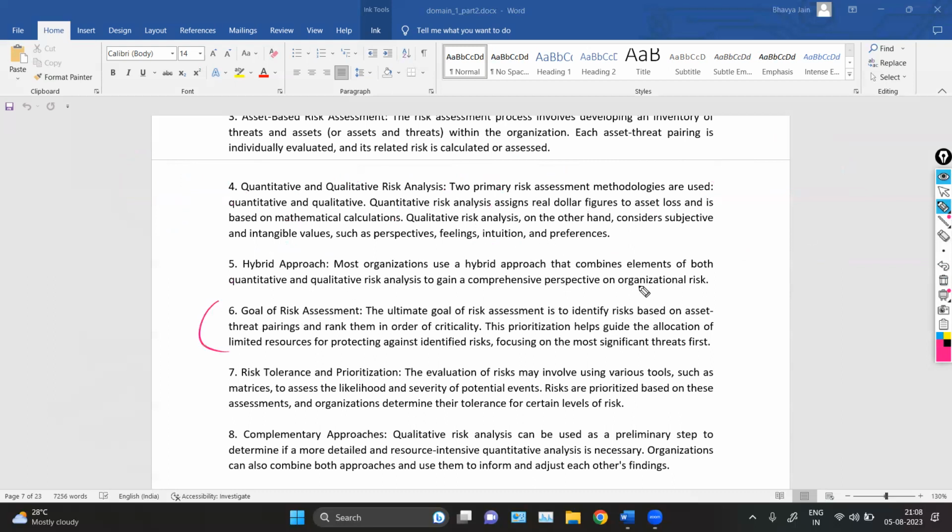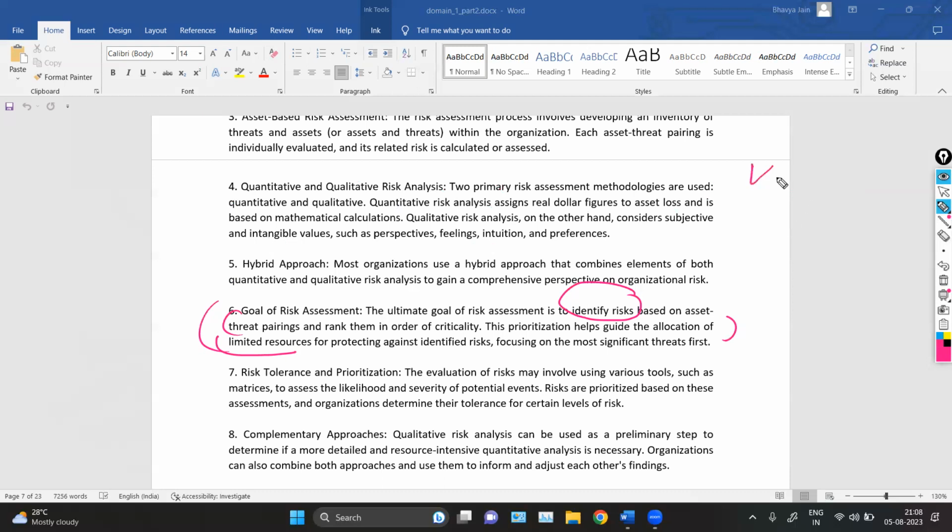Then we have the goal of risk assessment. The ultimate goal of risk assessment is to identify the risk and mitigate the risk, based on the asset or threat pairing, and rank them in order of criticality. After ranking, then we can mitigate. So this prioritization helps guide the allocation of limited resources for protecting against the identified risk that we have discussed in the last session.